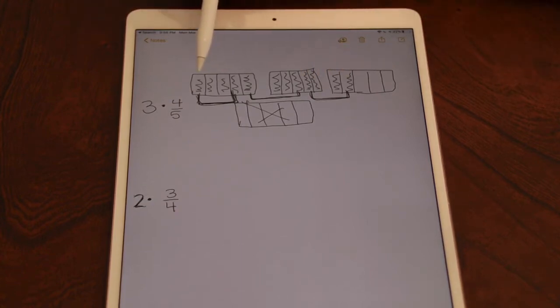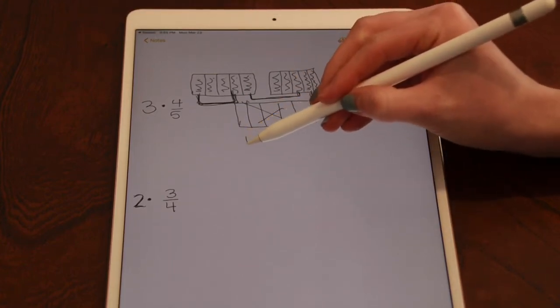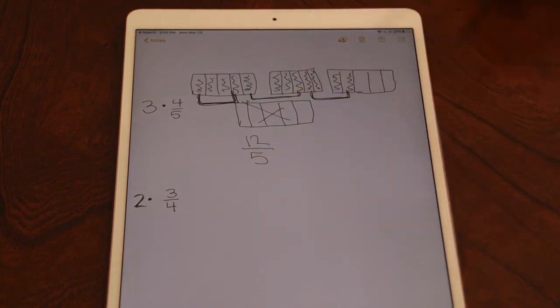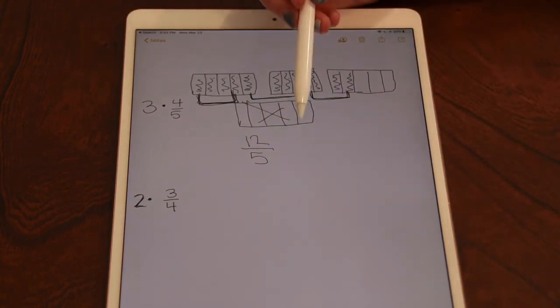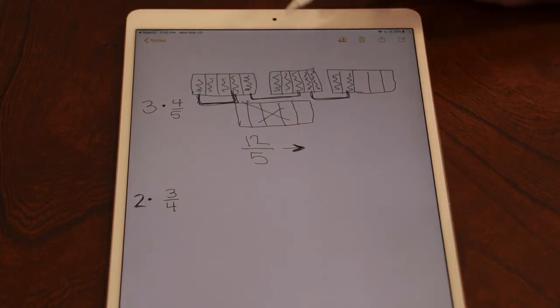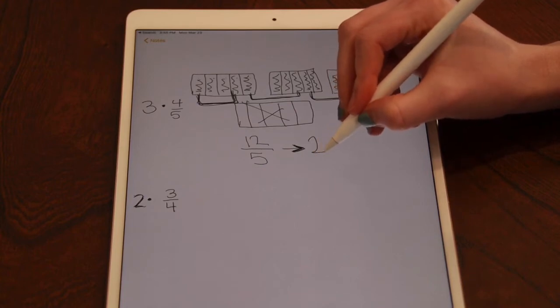Now I need to count all the 4 fifths that I colored. So I colored 1, 2, 3, 4, 5, 6, 7, 8, 9, 10, 11, 12. So I write 12 fifths. But I can't leave it as an improper fraction. I need to change it to a mixed number. So I ask myself, how many times does 5 go into 12? Let's count. 5, 10, so it goes in twice.